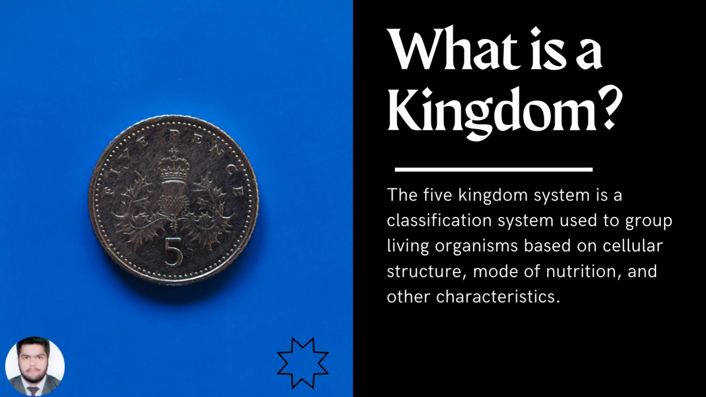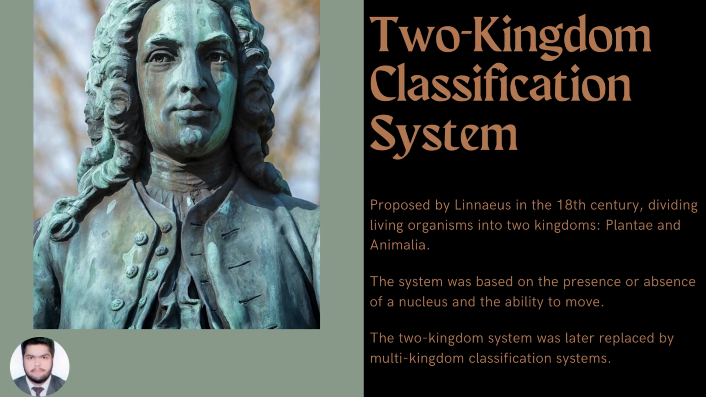What is a kingdom? The five kingdom system is a classification system used to group living organisms based on cellular structure, mode of nutrition, and other characteristics. Two kingdom classification system proposed by Linnaeus in the 18th century, dividing living organisms into two kingdoms, Plantae and Animalia. This system was based on the presence or absence of a nucleus and the ability to move.